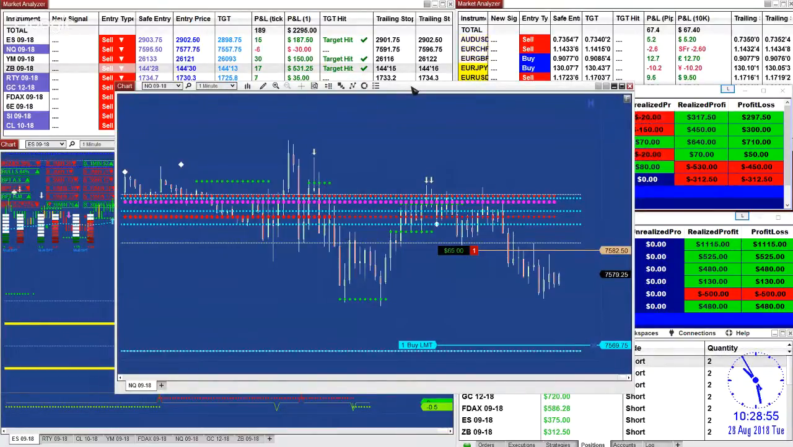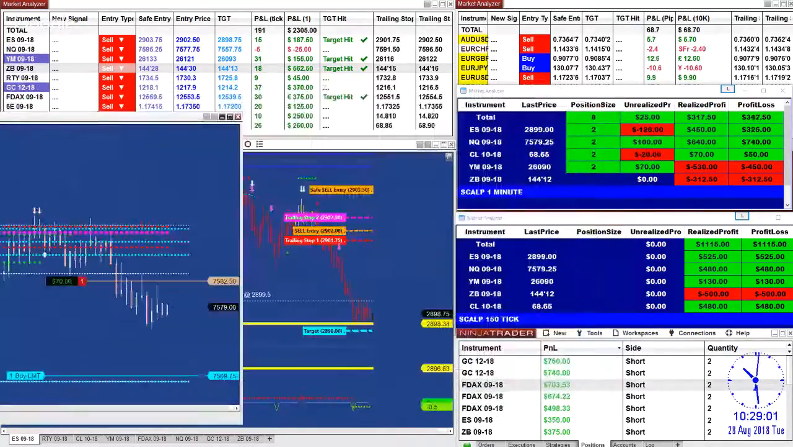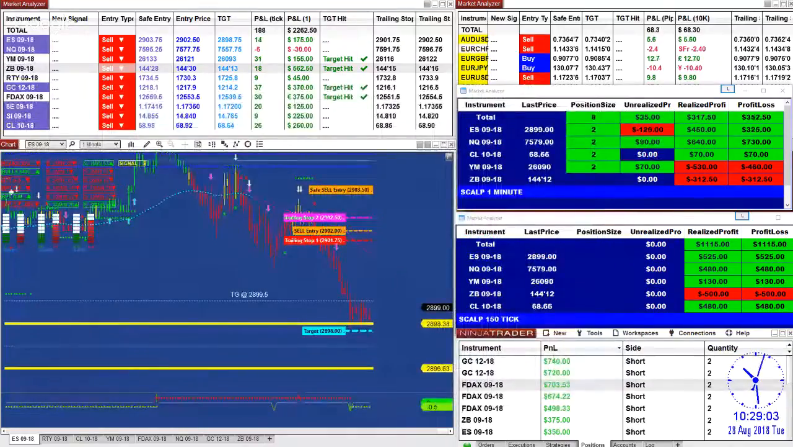So this is the first one. Let me see if I can find you anything on the ES. Most of you like to trade the ES.